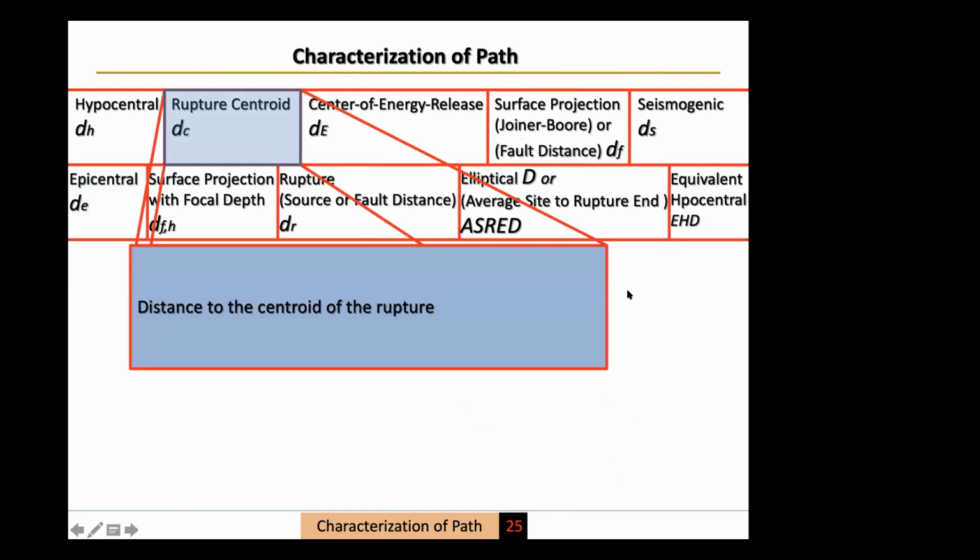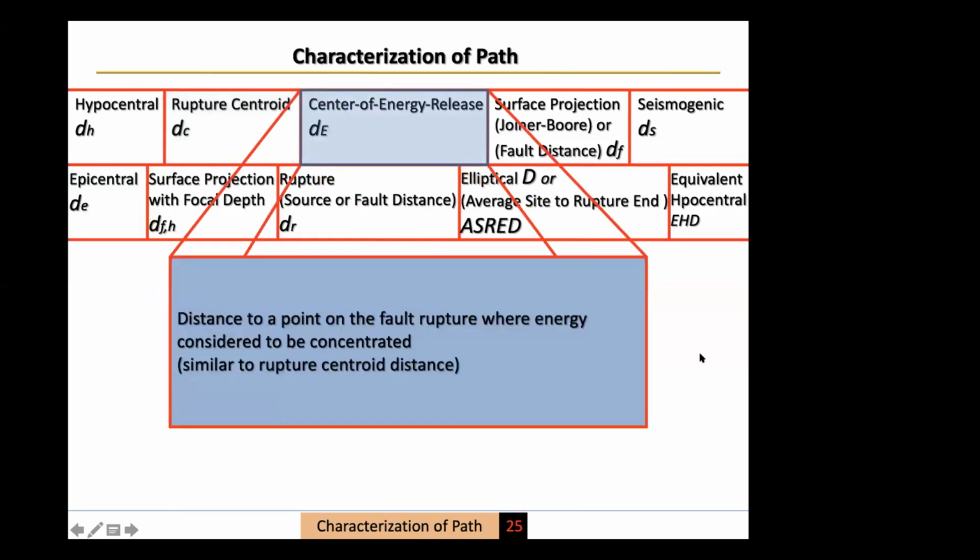The other definition of distance is called rupture centroid, and this is the distance to the centroid of the rupture. There are so many different definitions, but I'll finally tell you which ones are the most important. You already know about hypocentral and epicentral distance. This is the distance to the point on the fault rupture where energy is considered to be concentrated. So it's almost similar to the rupture centroid distance that we introduced.